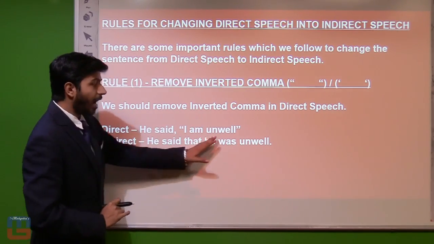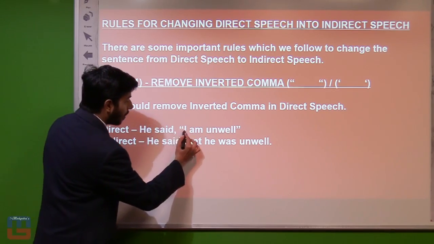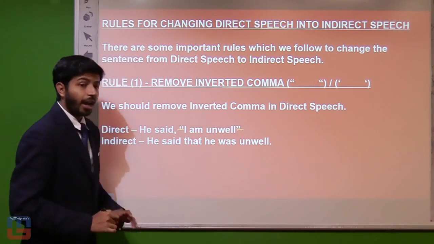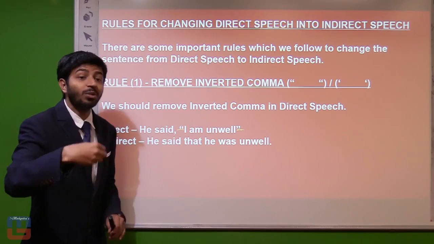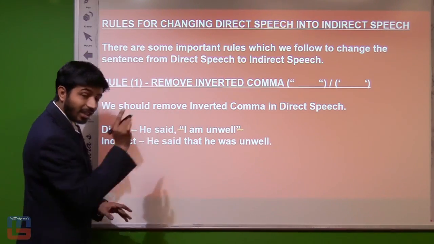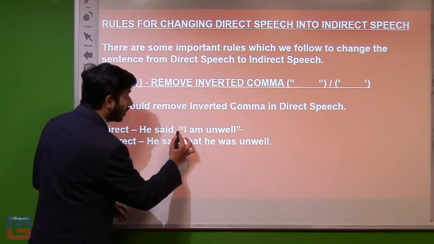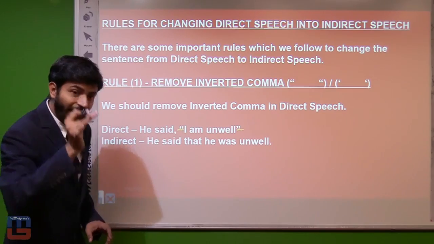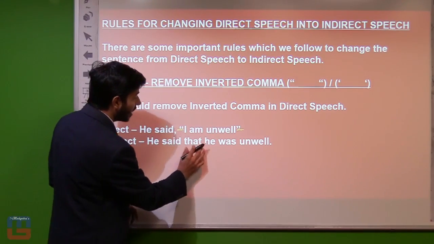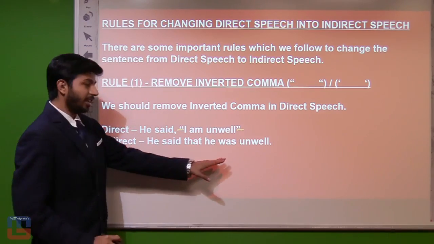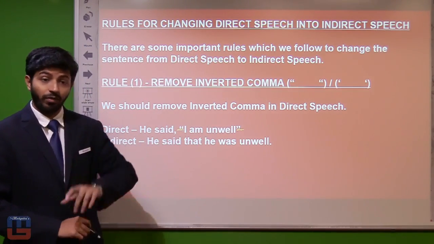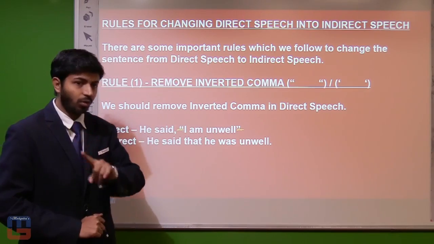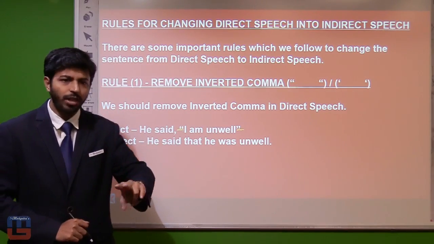He said, "I am unwell." Double inverted commas are used here in direct speech, and we are going to frame the sentence into indirect speech. So it is necessary that we remove the double inverted commas in direct speech. Then we can convert into indirect speech. Therefore, he said that he was unwell. So the very first thing is we have to remove double or single inverted commas. Both can be used.